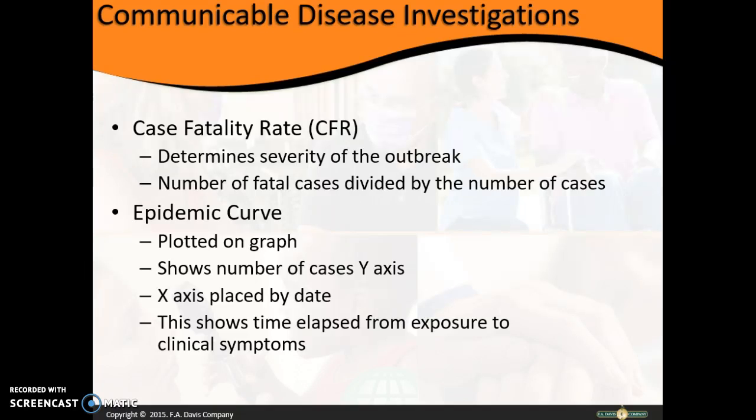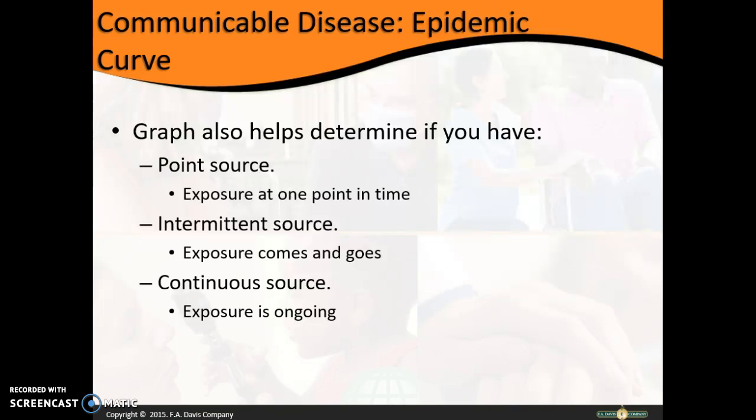You also see what's called an epidemic curve, and it's plotted on a graph. It shows you a lot of data about an actual epidemic that occurs, and it'll show you the time lapsed from exposure to clinical symptoms, which is considered the incubation period. Other things, it's going to show whether there's exposure at one point in time, whether exposure comes and goes or is intermittent, or whether there is a continuous source of exposure that is just relentless and keeps going further and further in terms of an outbreak.